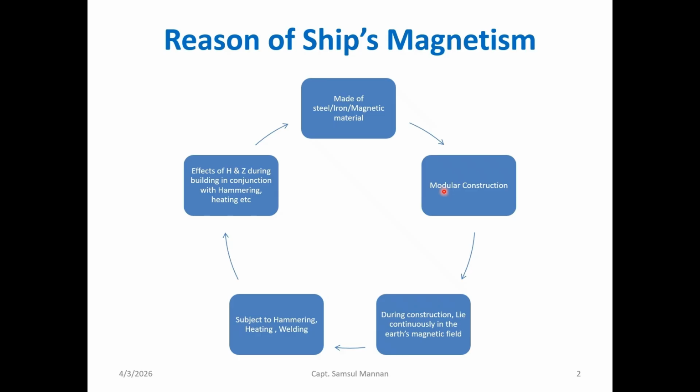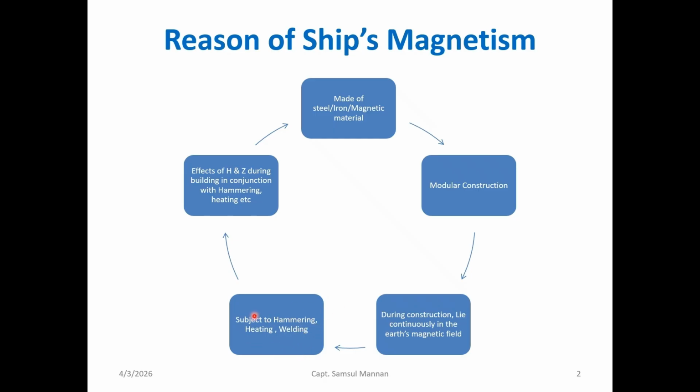So as different parts of the world build different parts of the ship, the ship will have a resultant magnetism in itself. And during this construction, the ship will lie continuously in Earth's magnetic field. As different parts of the ship are built in different parts of the world, different parts will have different magnetism. Therefore, it will impact the compass needle in a different way.